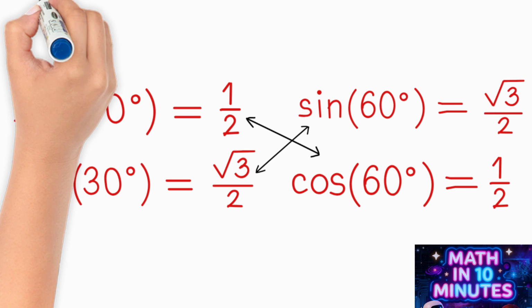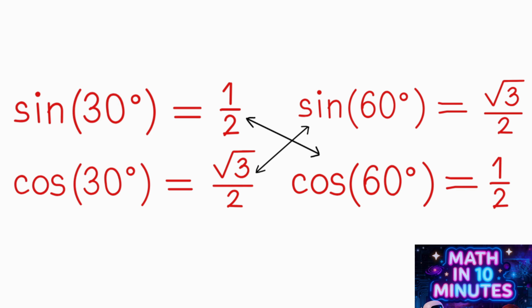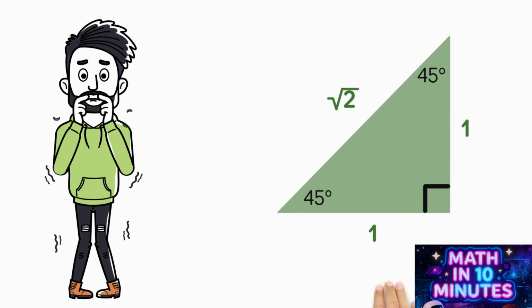Now, guys, if we summarize this, I want you to notice something very interesting. Sine of 30 degrees is 1 half. Cosine of 60 degrees is 1 half. They have the same value. And then again, cosine of 30 is the same as sine of 60, radical 3 over 2. Same value.